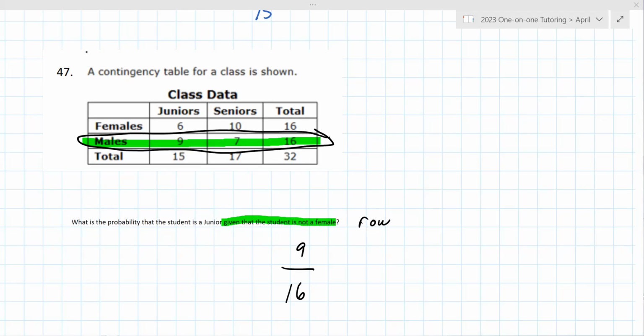Let me do one more here. Do we need to get through all this, or is this just sort of just something to look at? No, it's just review. Okay, so let me spend a little more time on this.